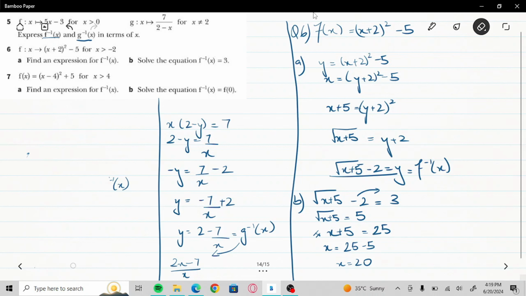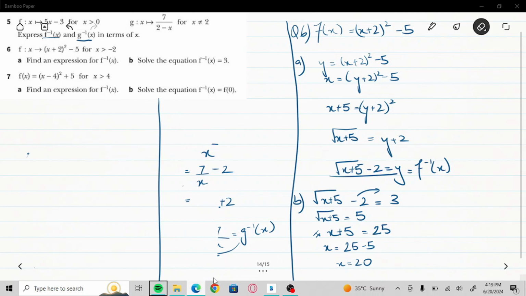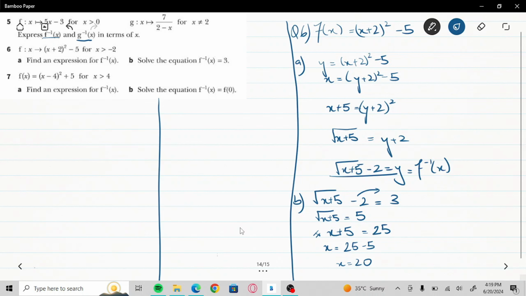For 7, let me erase this. I think this much space is more than enough. Let me just erase the whole row. Okay, so question number 7 tells us that f(x) is equal to (x minus 4) whole squared plus 5. Now we have to find the first part, the inverse of this function.